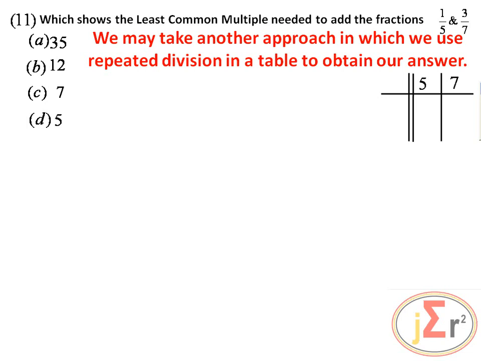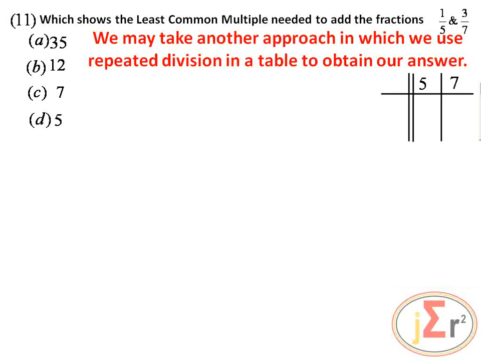And Jerry, what is the smallest prime number? 2. Right, the smallest prime number is 2. Can 2 divide into 5 without leaving a remainder? No. Into 7 without leaving a remainder? No. We therefore move on to the next prime number, which is 3.